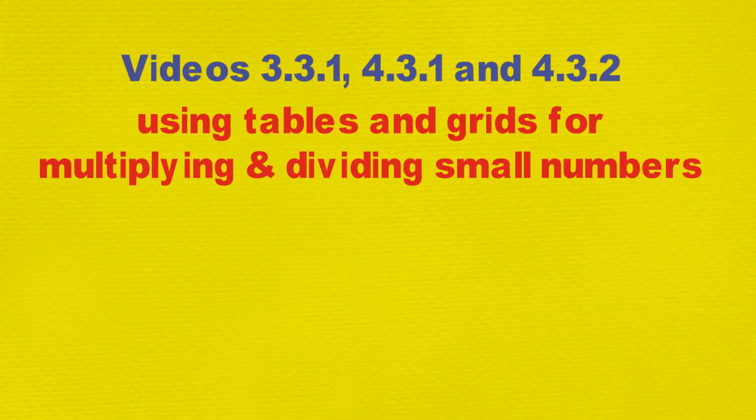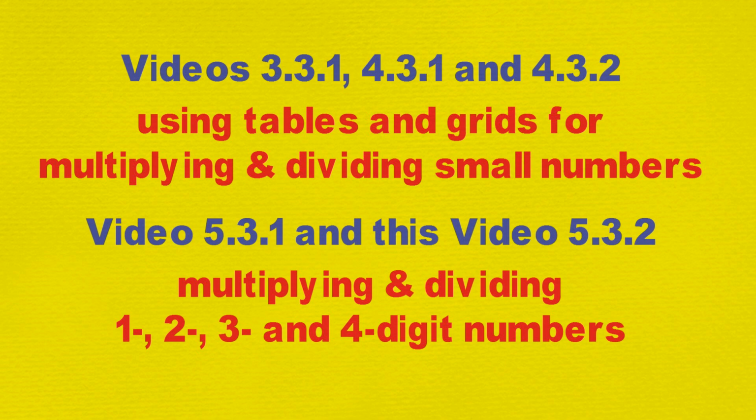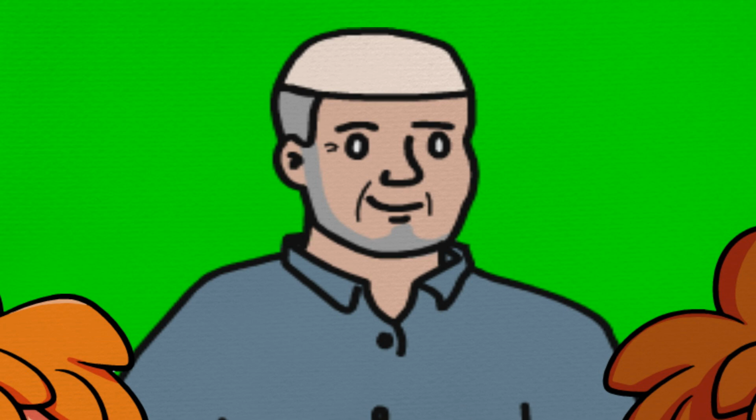In videos 3.3.1, 4.3.1, and 4.3.2, the twins used multiplication tables and the 10 by 10 multiplication grid to multiply and divide one-digit numbers. That day in the factory office, their pop showed them how to multiply and divide 1, 2, 3, and 4-digit numbers. It is important to know how to multiply and divide without a calculator.